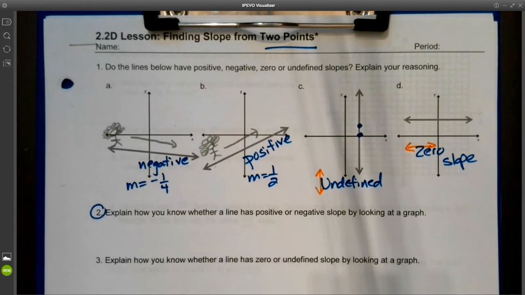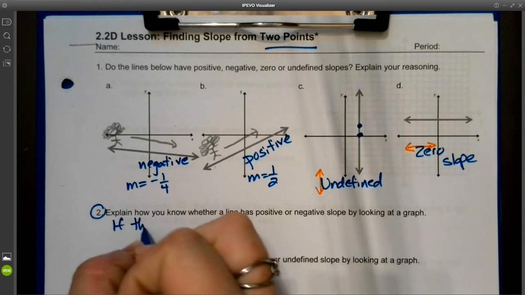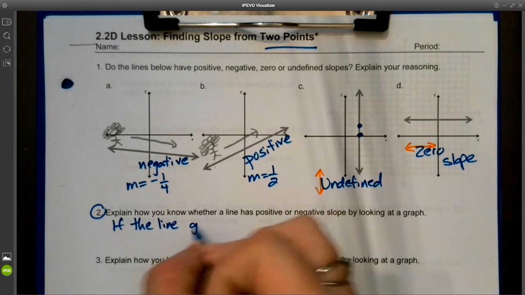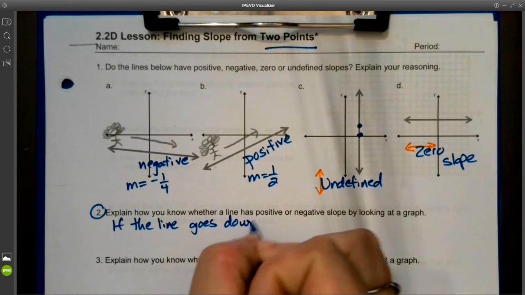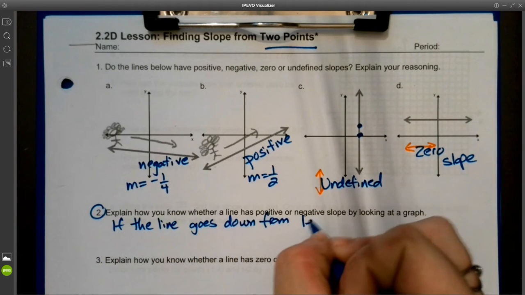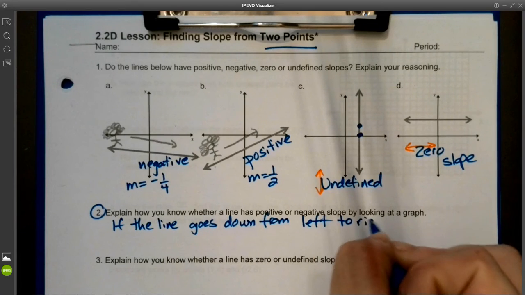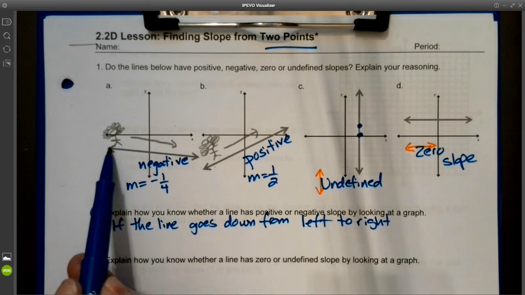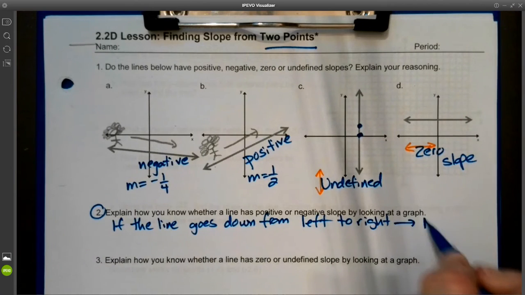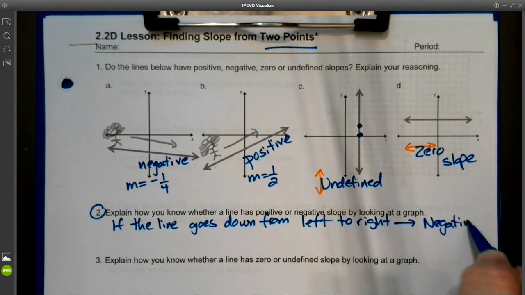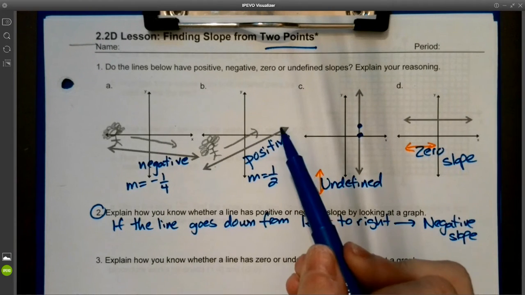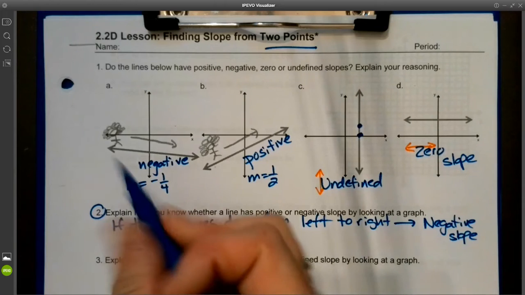All right, let's look at 2. Explain how you know whether a line has positive or negative slope by looking at a graph. So it's all about direction, and that's what Sammy Slope helps us with. If the line goes down from left to right, which it does here, that's going to force a negative slope. Cool. And if a line goes up from left to right, like this one, that's going to force a positive slope. So I'm going to write that down.